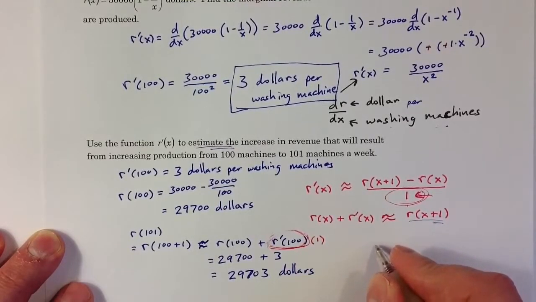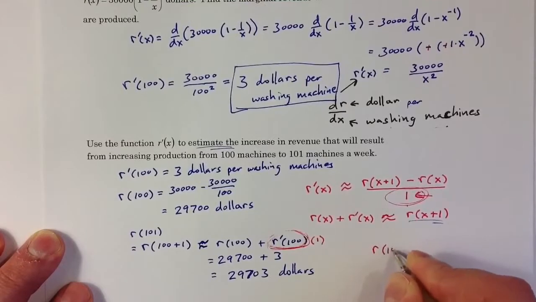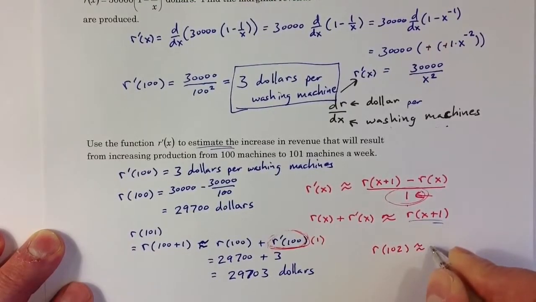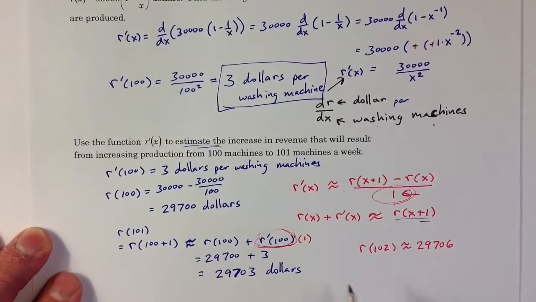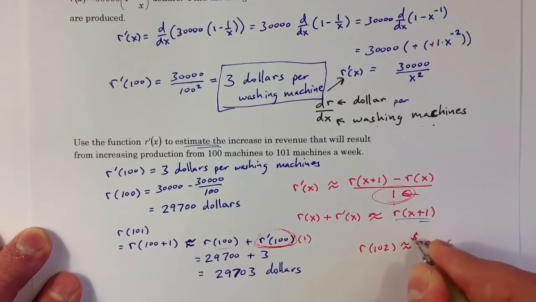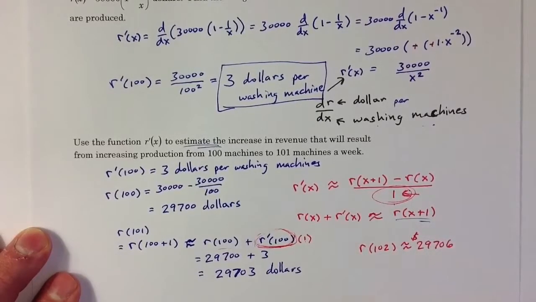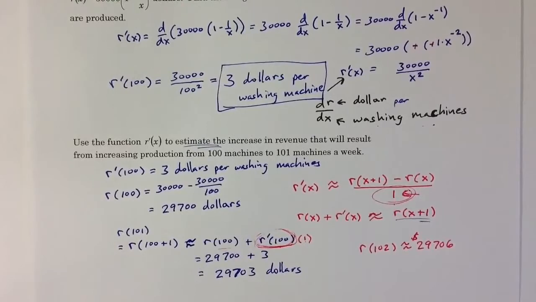And so the revenue for 102 would be approximately equal to 29,706. The approximation would be a little worse because we're moving a little bit farther away from the given information, but that would be the idea. If I change that 1 to a 2, it would change that 3 to a 6, and so we would get an approximation for revenue, a little bit farther away, 2 units away from the information we know.